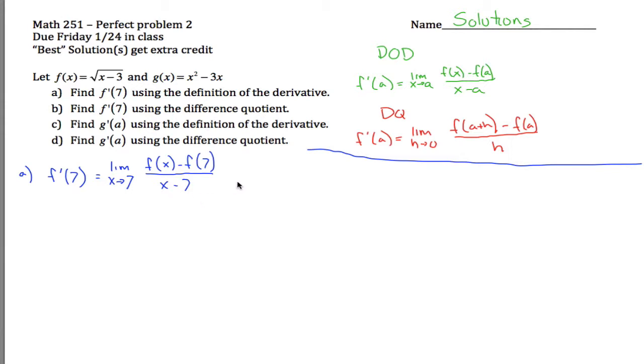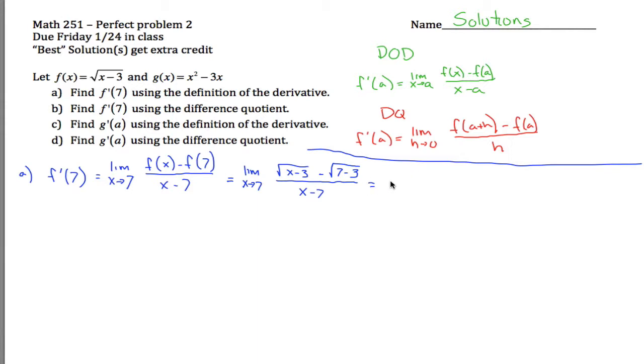Okay, well, I know what f of x is. It's given to me in this problem. It's the square root of x minus 3. And I can figure out f of 7. F of 7, just look up here, f of x is this mess. So f of 7, change all the x's into 7s. What I would get is the square root of 7 minus 3, divided by x minus 7.